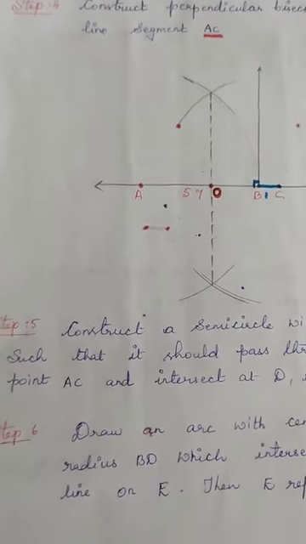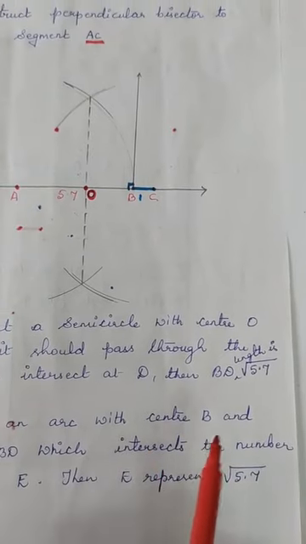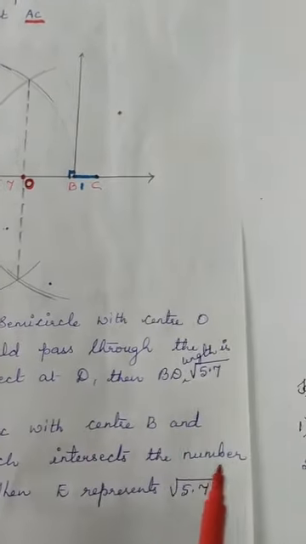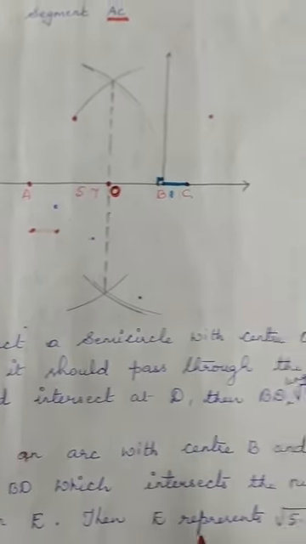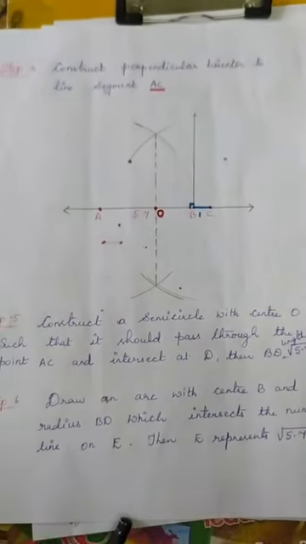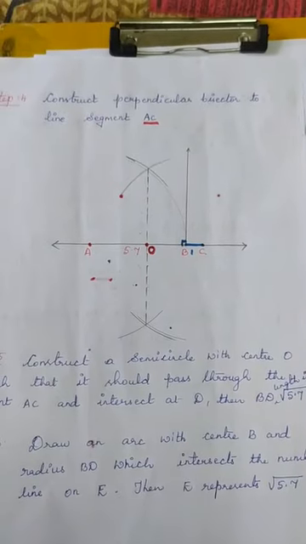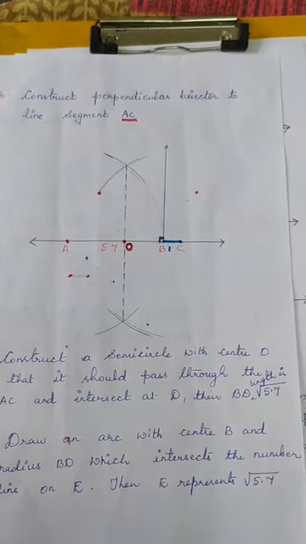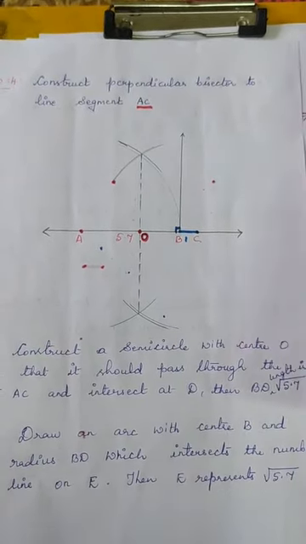One more step is there, children. Step 6. Draw an arc with center B and radius BD which intersects the number line at E. Then E represents root 5.7. Again, you can see, children, step 6, draw an arc with center B and radius BD which intersects the number line at E. What are they telling?